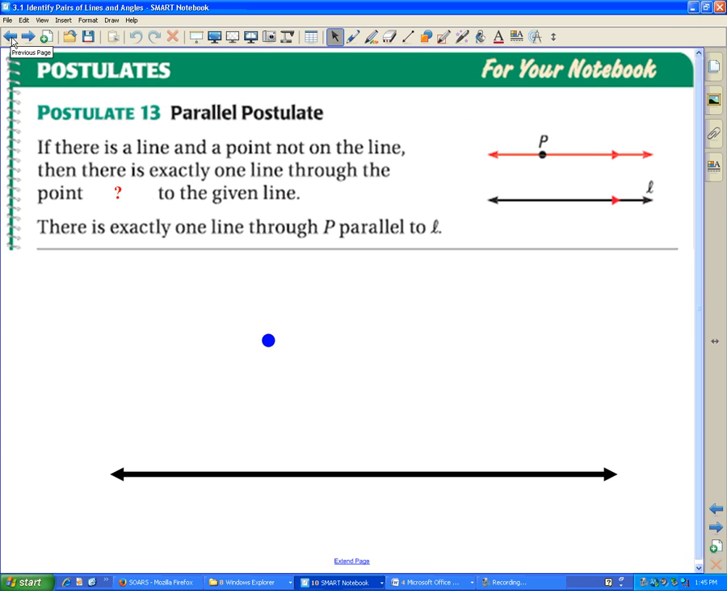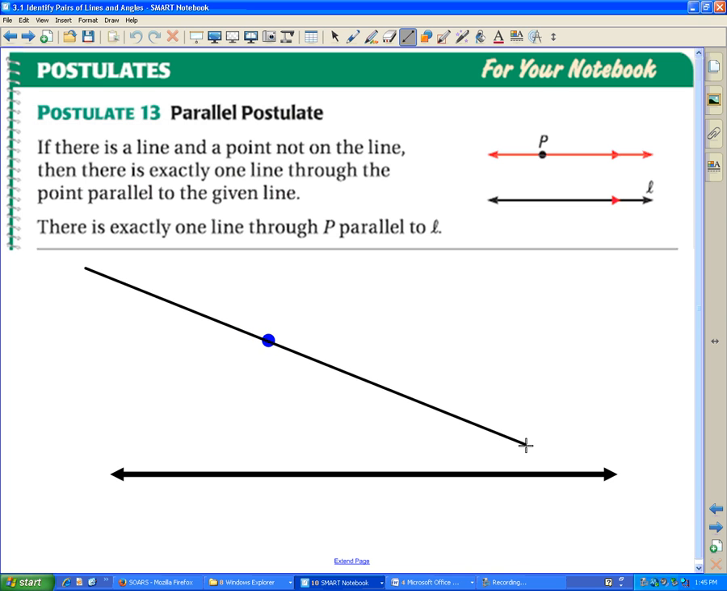We just discussed postulate 13, that said if there is a line and a point not on the line, then there is exactly one line through that point parallel to the given line. There are infinitely many different lines that will go through any particular point.